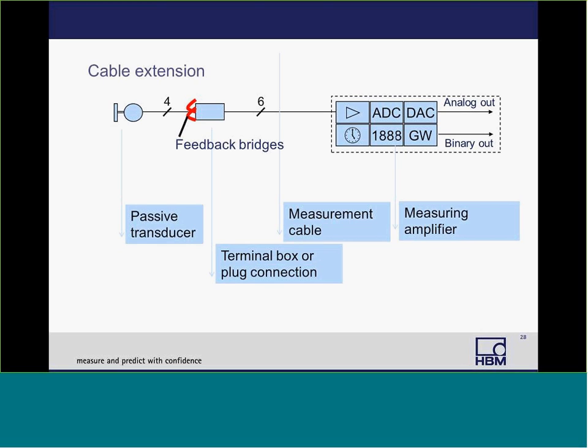If you're using a 6-wire amp and you only have a 4-wire sensor, one thing to note is the feedback bridges should be connected on the sensor side of your connector. The reason for this is that any transition resistances in the plug will be corrected.